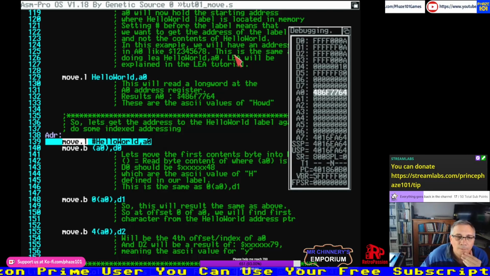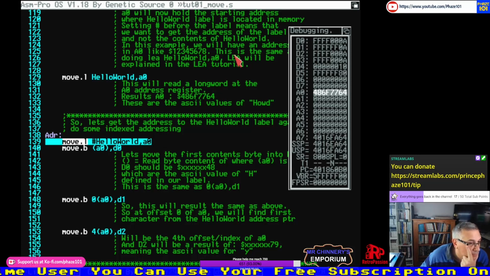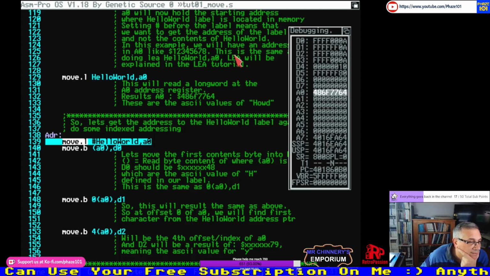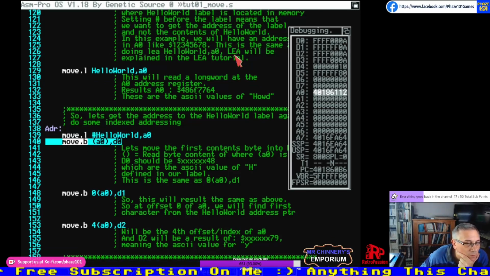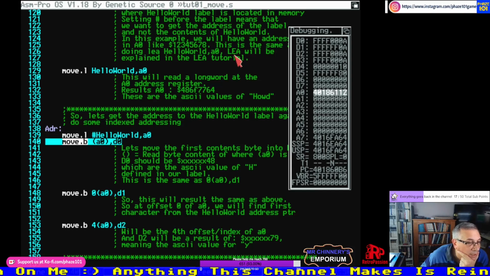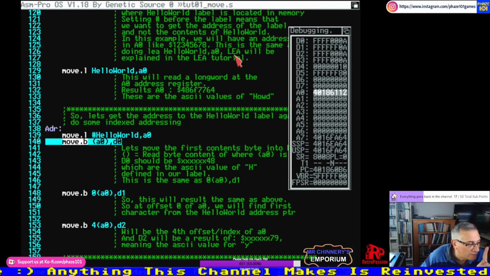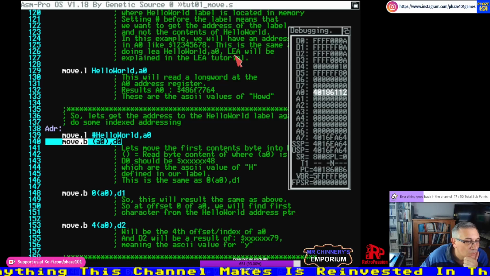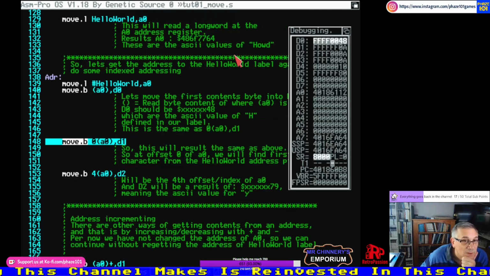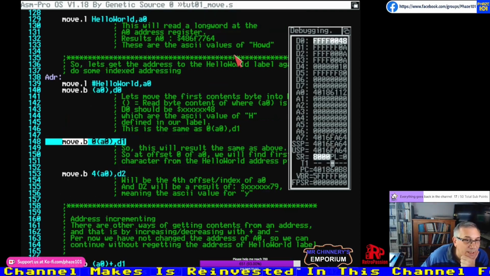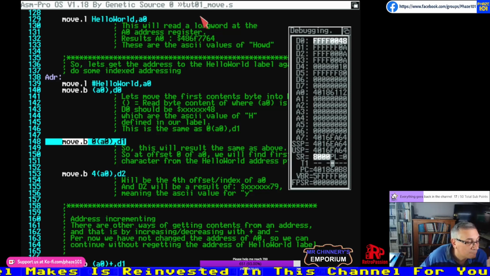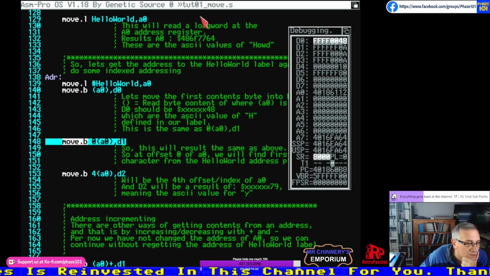Now, let's start again and let's get the address of hello world into A0. We are going to move the byte at A0, so this time we're only moving 1 byte, into D0. And you can see we get the number 48. So same number that we had before we overwrote A0.